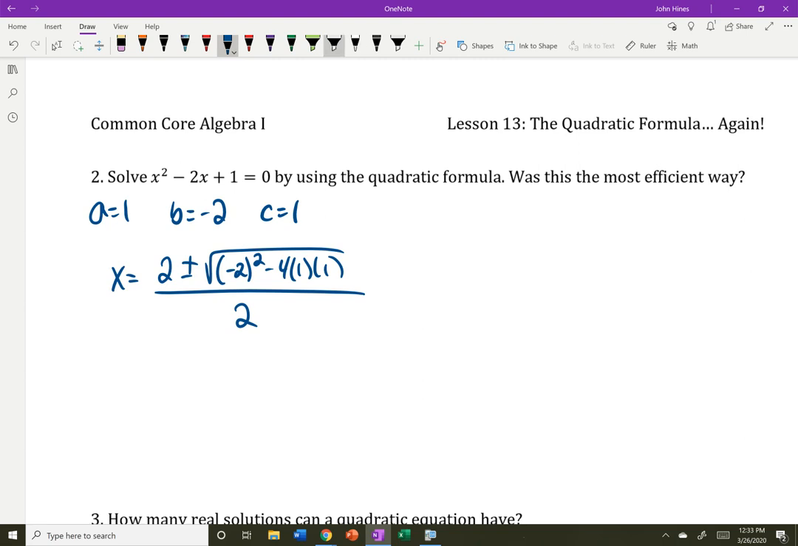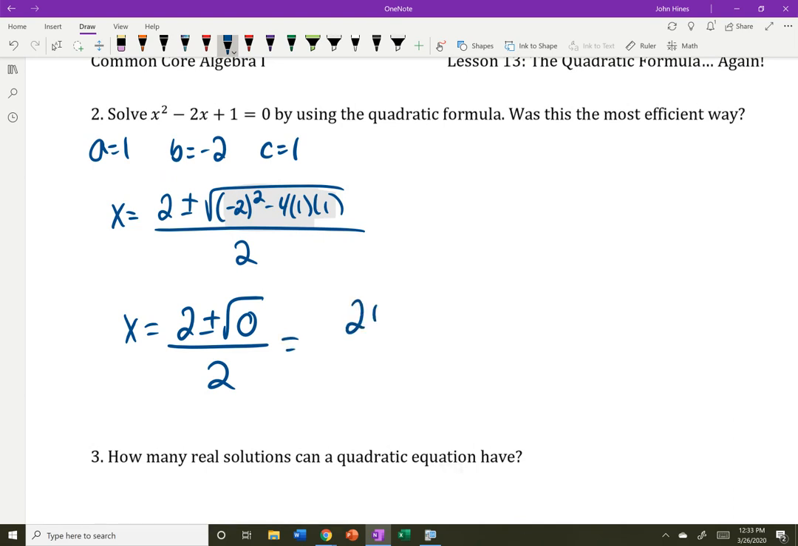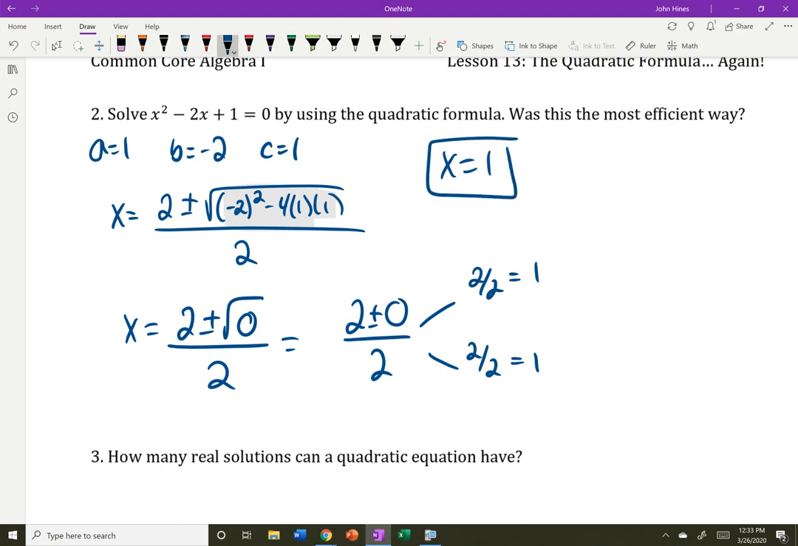Oh, I got 0 when I type this in. I got 0 over here when I type that in. So x equals 2 plus or minus 0 over 2. Well, wait a minute. What times itself is 0? Well, 0. So this is really 2 plus or minus 0. Well, 2 plus 0 is 2. 2 minus 0 is 2. So notice you got x equals 1. We did all that work to get x equals 1.